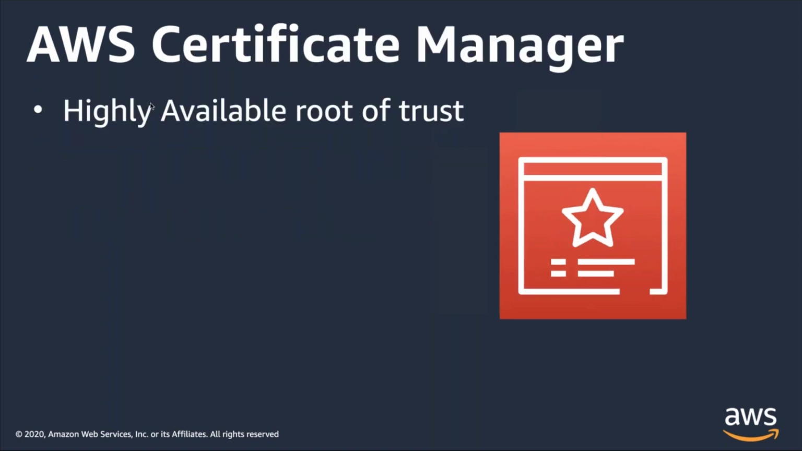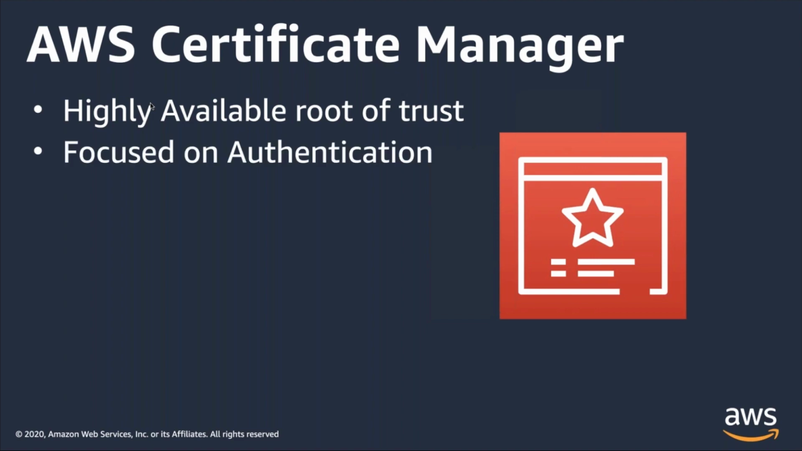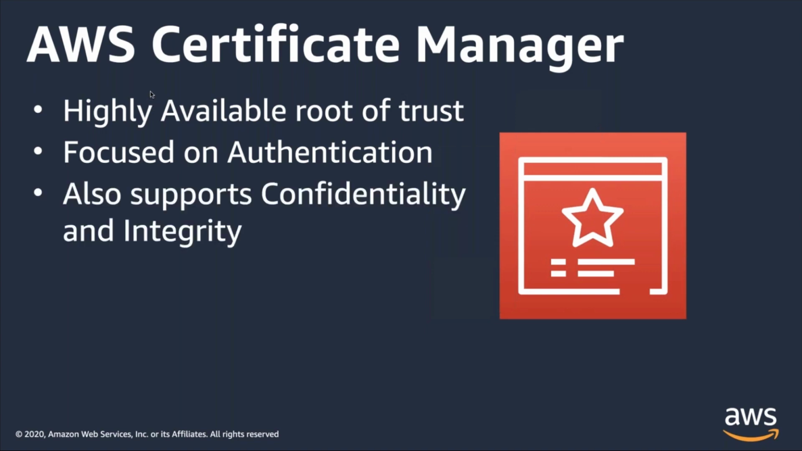The next service I want to talk about is AWS Certificate Manager, which is also a highly available root of trust. You can use it to deploy and manage certificates, which you might want to do in a load balancer that Paul will be talking about in just a moment. It's focused on the authentication properties, because the fundamental benefit of certificates and certificate management is that it allows you to have a durable identity store. So you can use cryptographic authentication properties to know that the entity on one side or the other is who they claim to be. It also supports confidentiality and integrity properties, but that's not the primary focus.